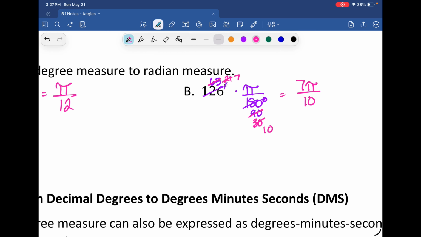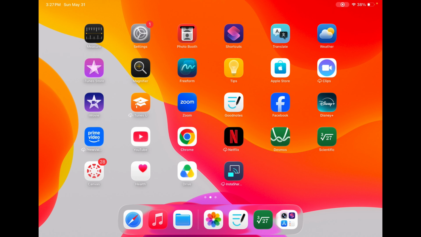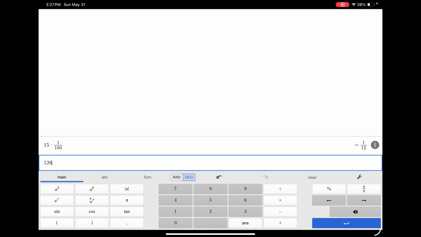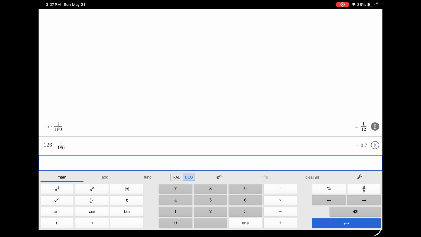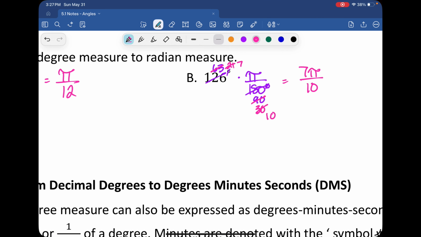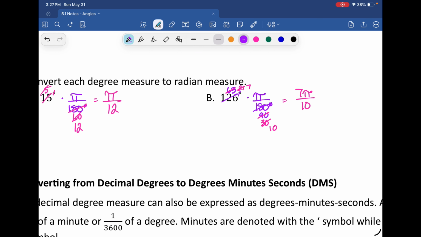I don't feel like getting it out, but I'm going to show you now. So 126. Remember, don't use your pi because it's going to change it to a decimal. So I'm going to do 126 times 1 over 180. Change to its fraction, so 7/10. I was right.